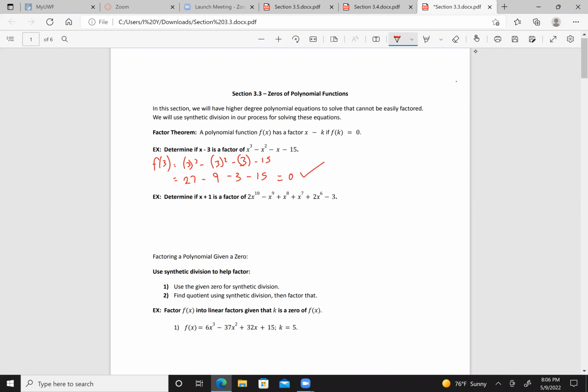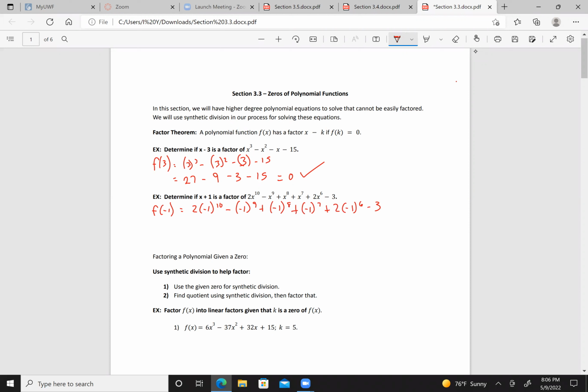Okay, determine if x plus 1 is a factor of 2x to the 10th minus x to the 9th plus x to the 8th plus x to the 7th plus 2x to the 6th minus 3. So this means we want f of negative 1. So it's 2 times negative 1 to the 10th minus negative 1 to the 9th plus negative 1 to the 8th plus negative 1 to the 7th plus 2 times negative 1 to the 6th minus 3.